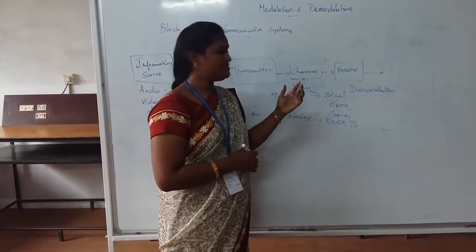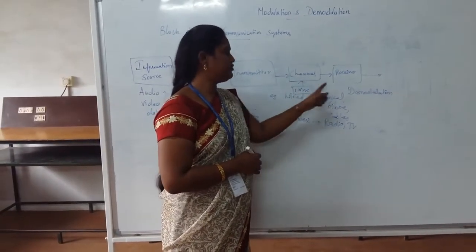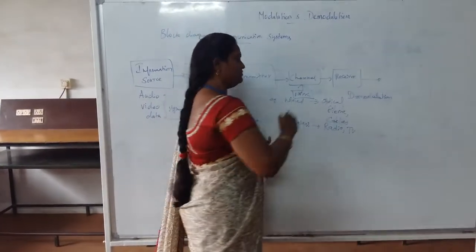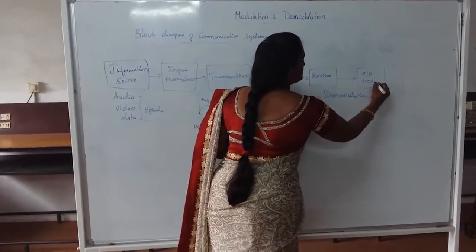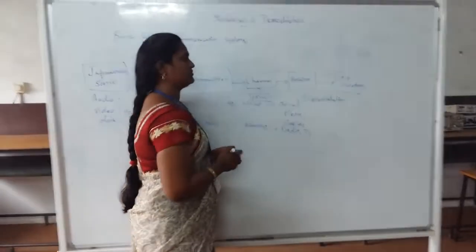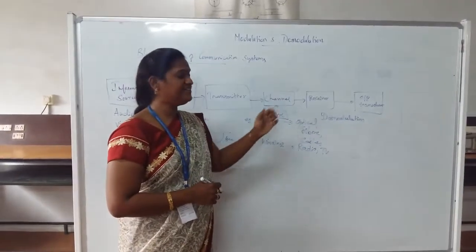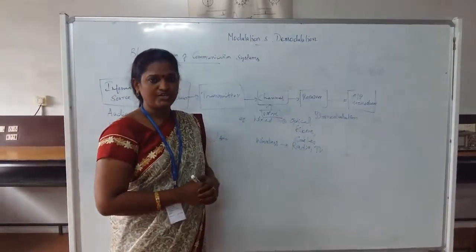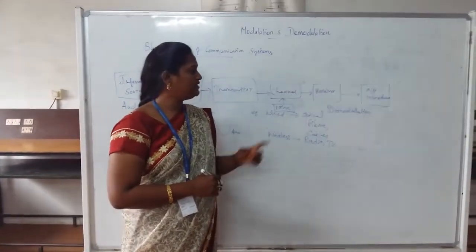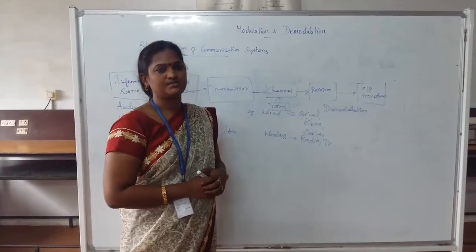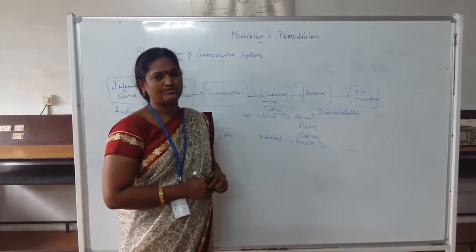Though various frequencies are present in the channel, only the required frequencies are received by the receiver. Next stage is the output transducer. As I said earlier, transducer converts one form of energy to another. Here the electrical signals will be converted into the original sound or picture. For an example, in radio communication system, loudspeaker is used to convert the electrical signals into sound.